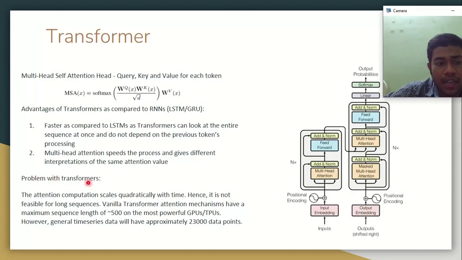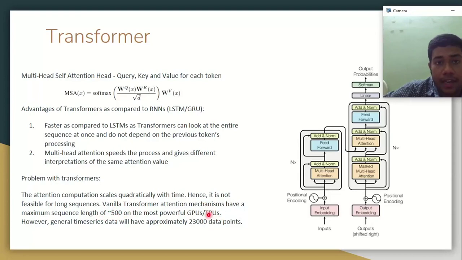But there are certain problems with transformers as well. The problem is that the attention computation scales quadratically with time. Hence, it is not feasible for long sequences. As the length of the sequence increases, the attention computation increases quadratically in the form of O of n squared, where n is the length of the sequence. For that reason, vanilla transformer attention mechanisms have a maximum sequence length of 500 on the most powerful GPUs and TPUs.